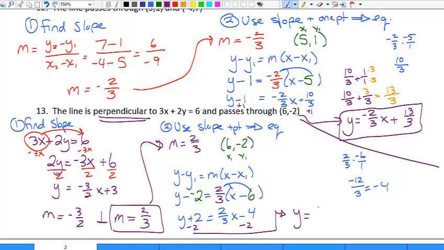I'm getting y is equal to 2/3 x. Negative 2 minus 4 is negative 6. And that is my equation of the line that is perpendicular to 3x plus 2y equals 6 and passes through the point 6 comma negative 2.